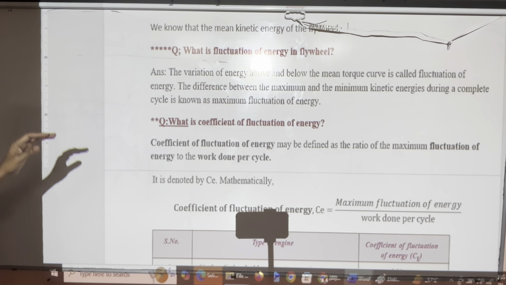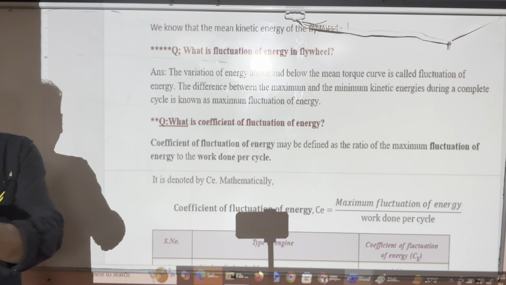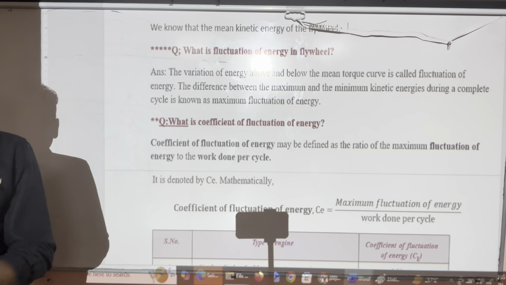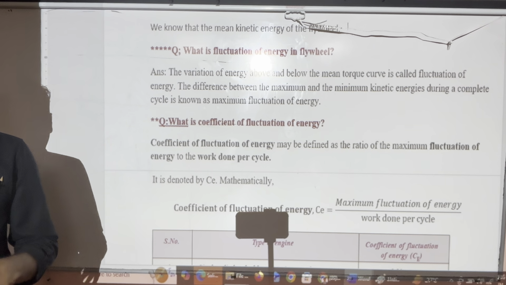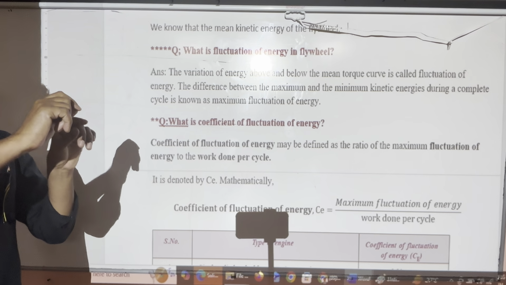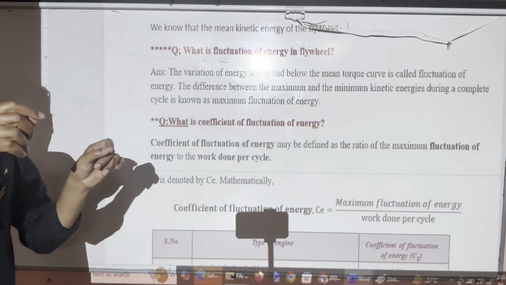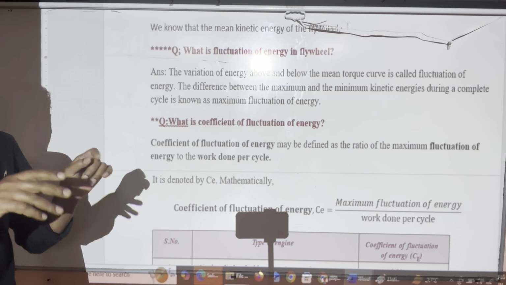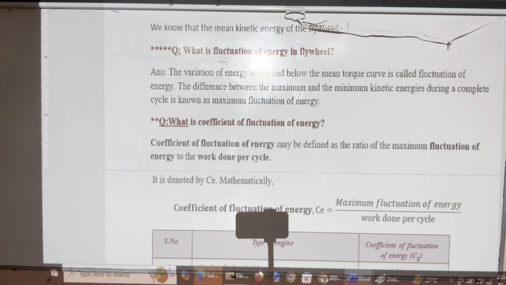Of course, you will have various cycles, and at some point you will have the highest money in your account. There is a point where you will have the lowest money in your account. Like that, these flywheels will have highest energy at some point, usually after the power stroke, and the lowest energy at the beginning of the power stroke. Like this, that will give you the fluctuation of energy in the flywheel.